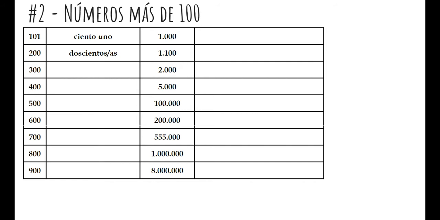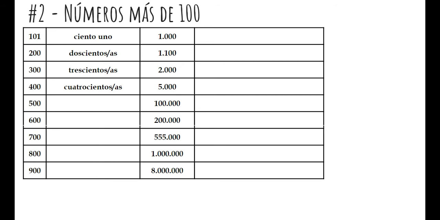So 200 is going to be doscientos or doscientas. Do notice there is a gender difference there, which we'll talk about in a minute. I'm not going to always say the feminine option, but realize with these, if there is that /as, it has that feminine option. So you've got 300, 400, and you'll see here there is a bit of a pattern.